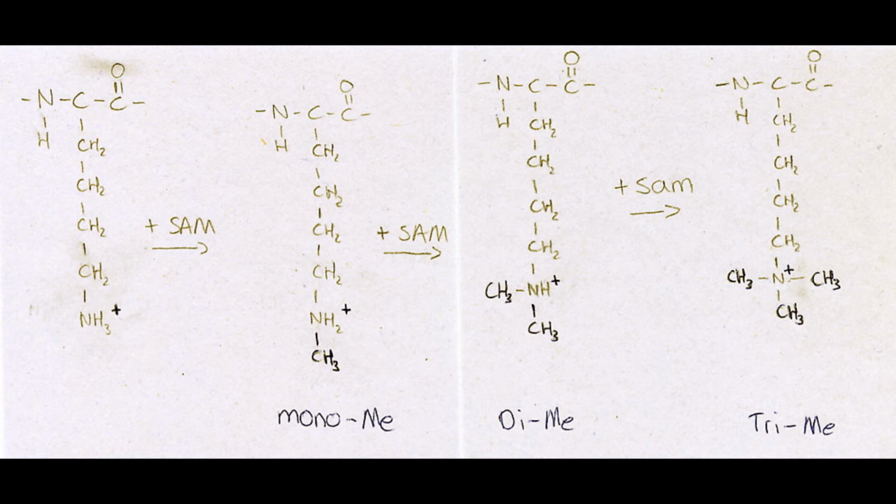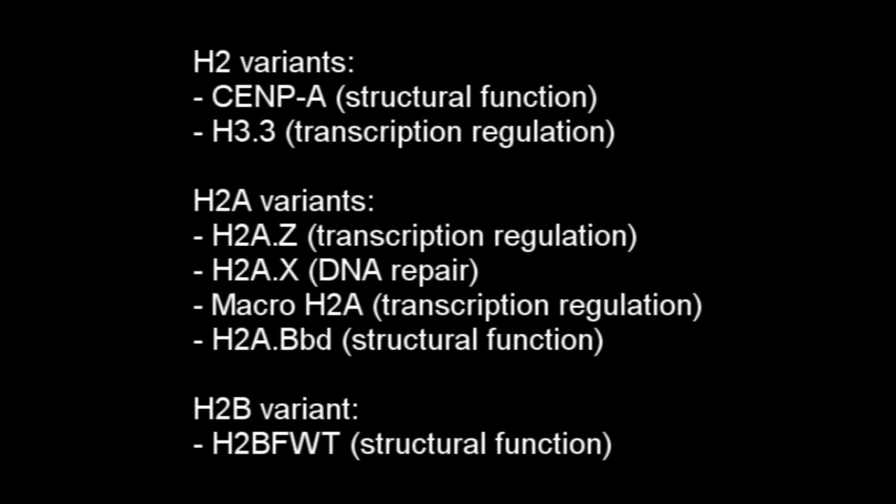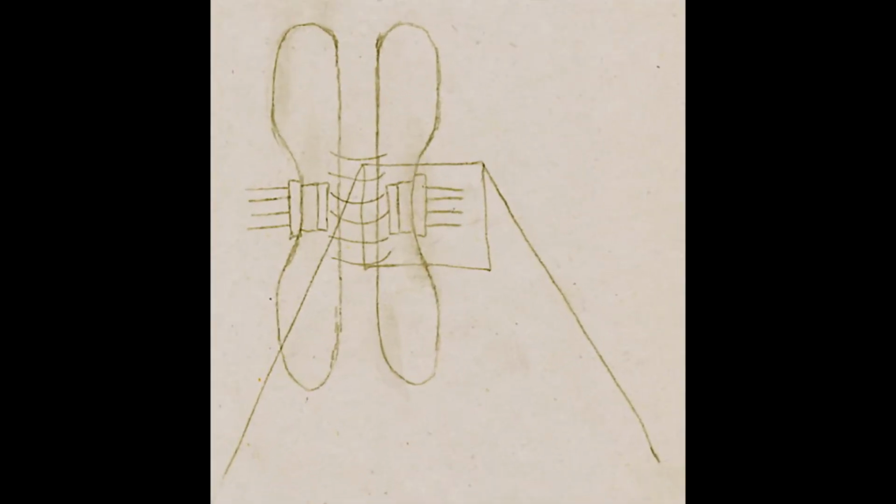Histone demethylase, in short HDMase, removes CH3 groups. The core histones have some variants. The most important variants are: H3 variants CENP-A and H3.3; H2A variants H2AZ, macroH2A and H2A-BBD; and H2B variant H2B-FWT. I will discuss CENP-A.